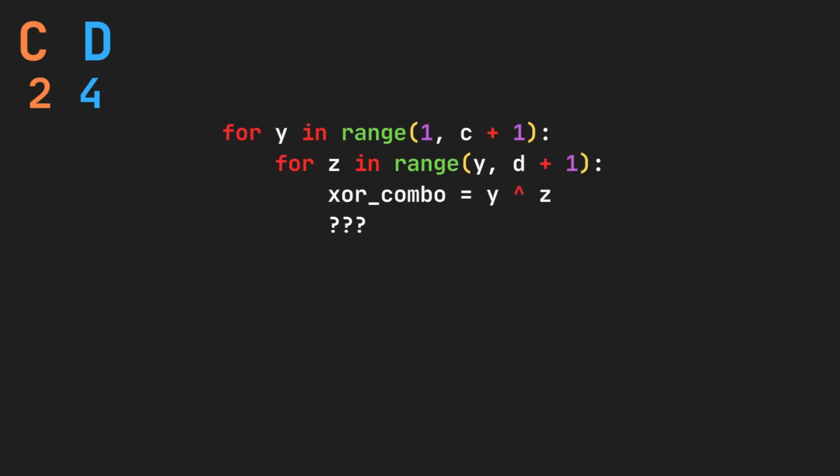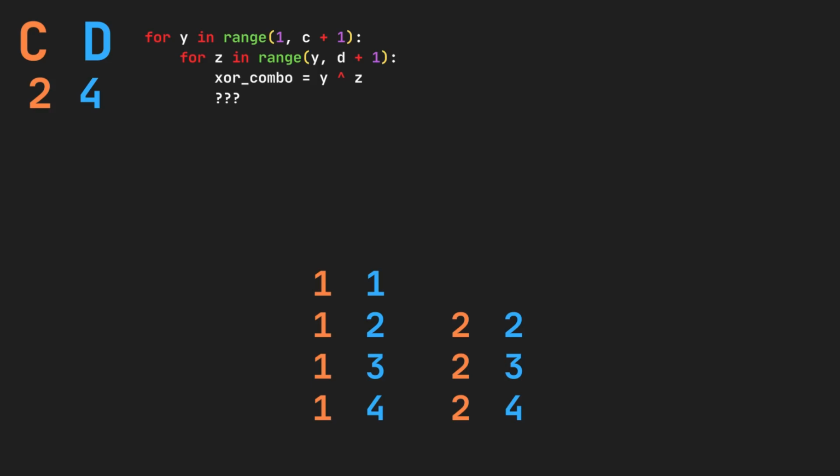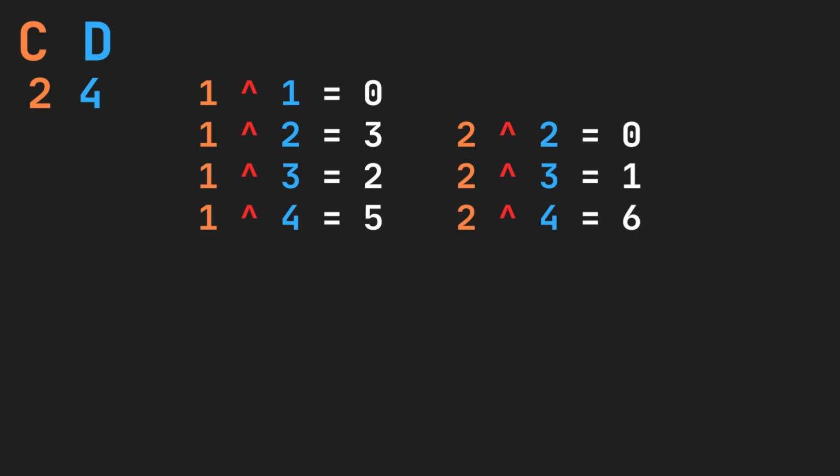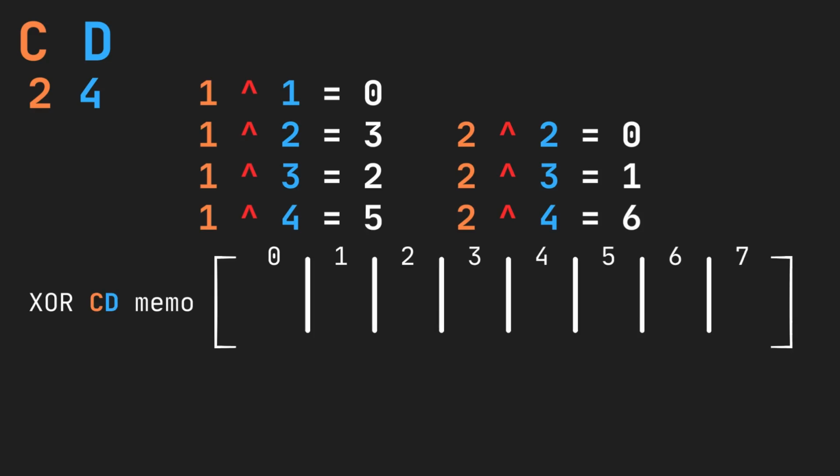But then we have a result here of the combination of y, x, or z. What do we do with it? Here are the combinations again. And what we'll be doing is storing them in a list, essentially. We're going to memorize them. And we're going to look at the result. So in this case, 1 XOR 1 is 0, 1 XOR 2 is 3, and so on. We're going to be using those values as the index within our list. So here's our memo list. We have a running count of 0 so far. We're going to go through each one and actually add them to our list.